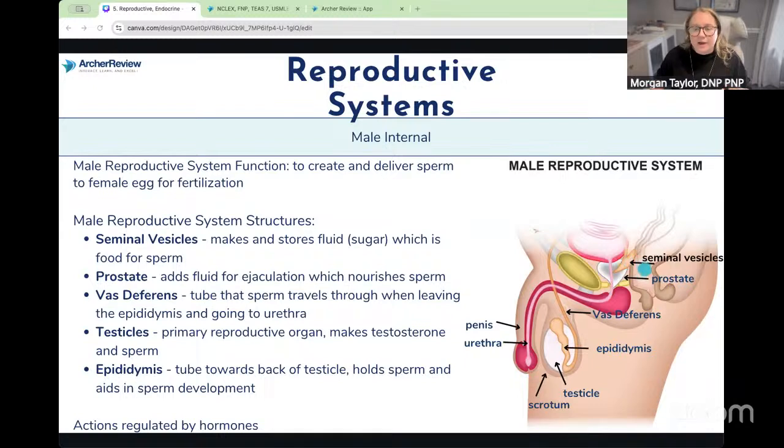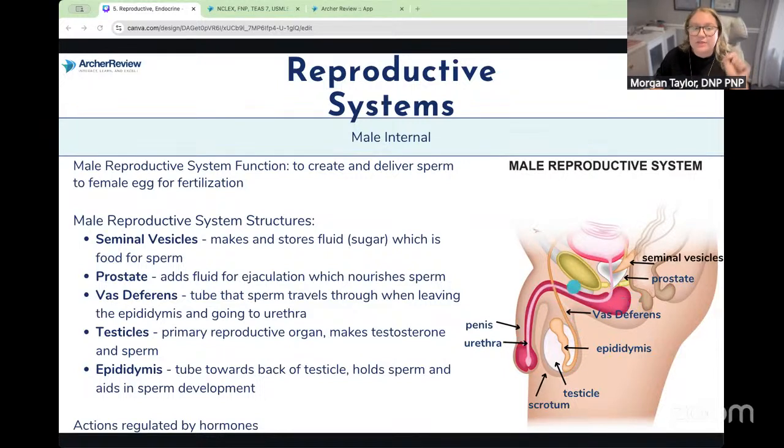Then coming down a little further, this white kind of colored bulb that we see, that is the prostate. That adds fluid for ejaculation, nourishing the sperm. So we've got seminal vesicles and prostate right here. And then we're hooking up to the vas deferens. That's the orange colored tube right here, where we are actually going to have the tube that sperm travels through when leaving that epididymis and going into the urethra.